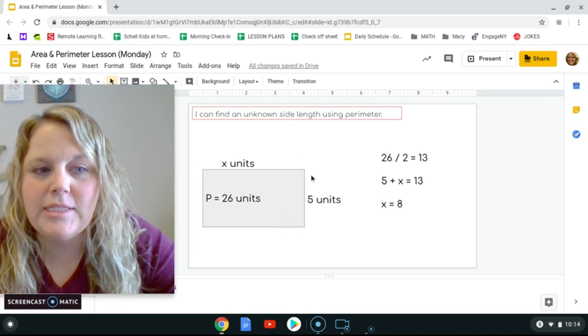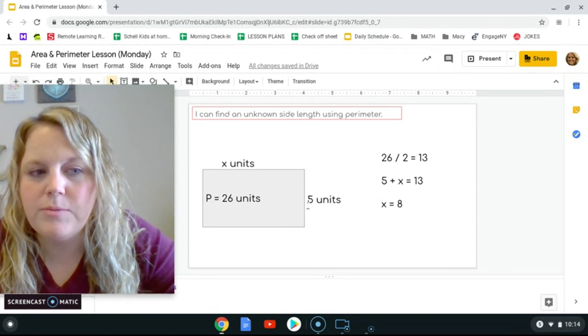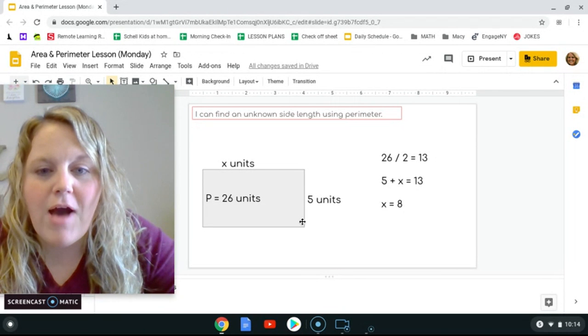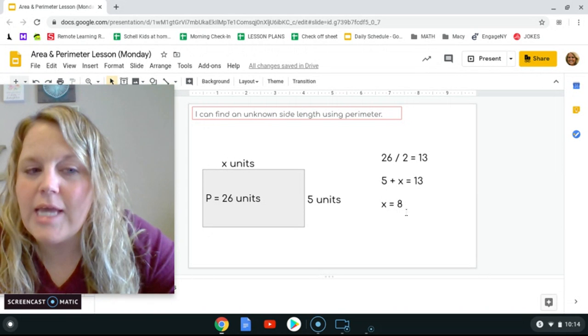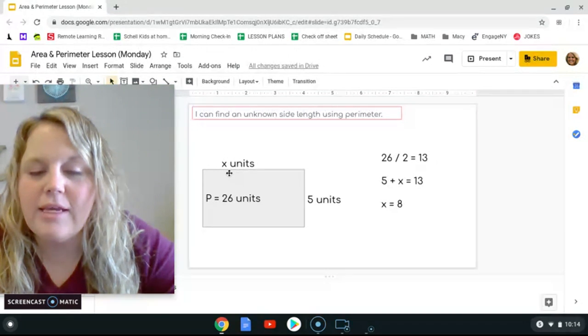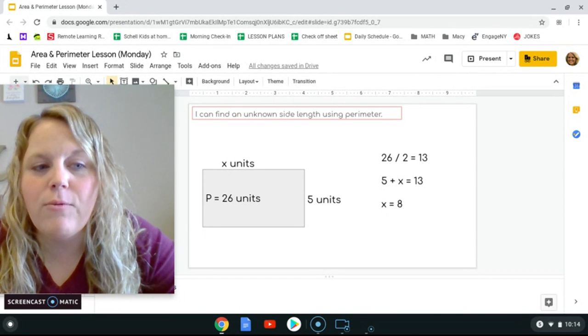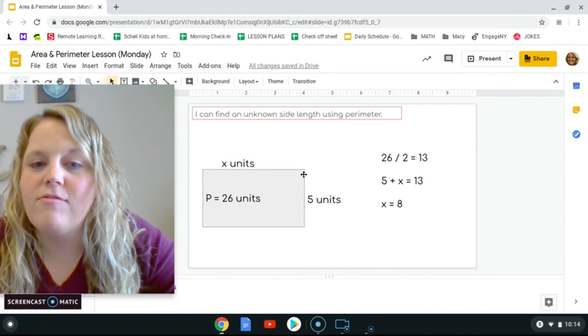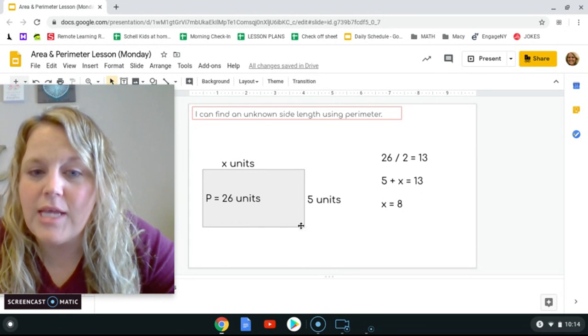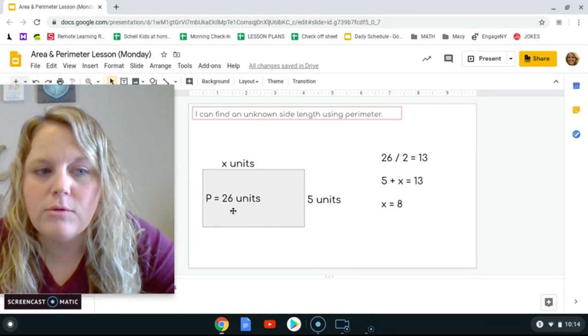Well, that becomes an easy addition or subtraction problem depending on how you look at it. 5 plus what gives me 13? Well, it's 8. So the other side length must be 8. Now, if I wanted to, I could check my answer just by simply plugging in 8 here and seeing that 5 plus 8 plus 5 plus 8 would give me 26, which is the perimeter that I need.